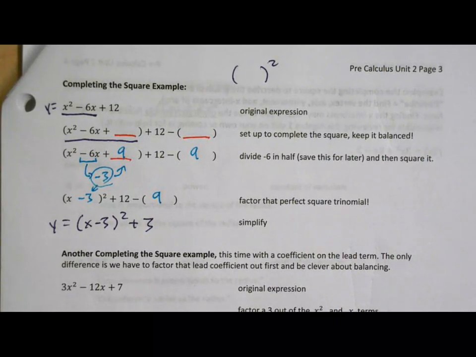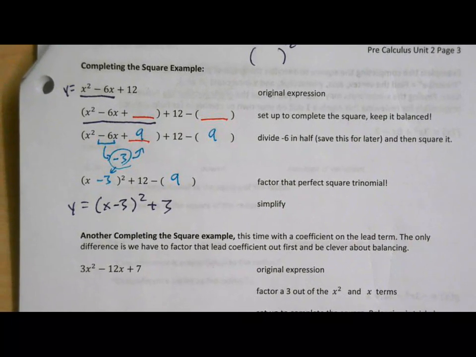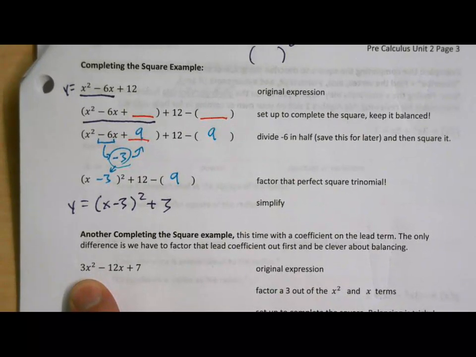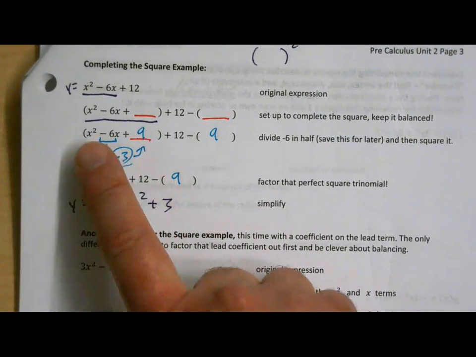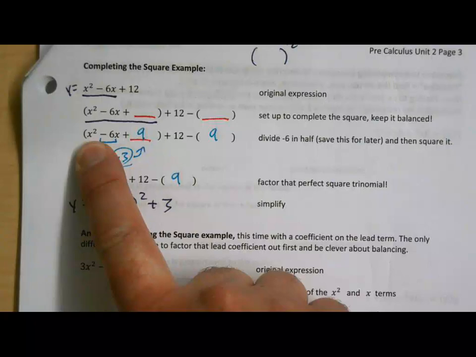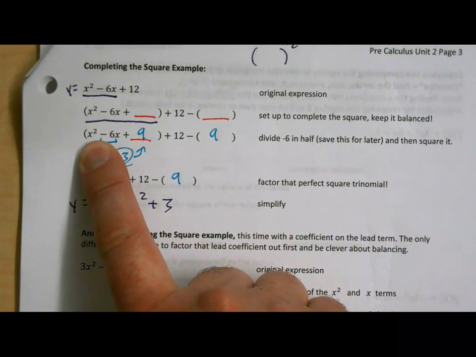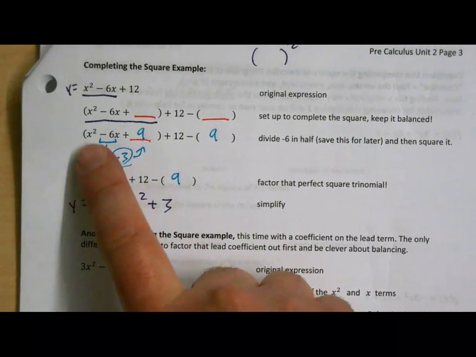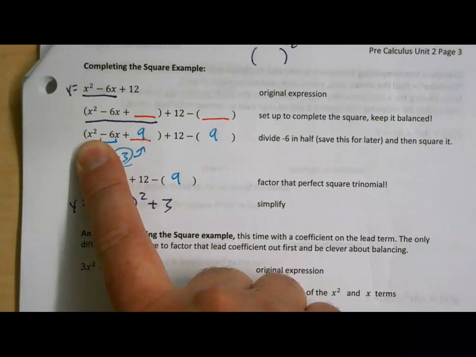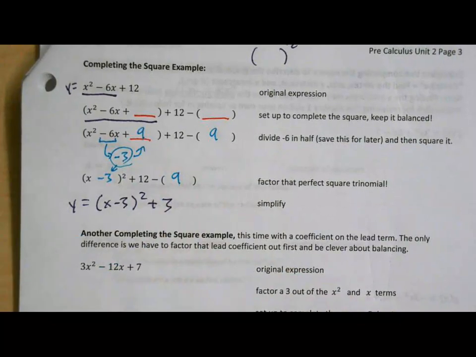All right, let's try something a little bit more complicated. This is where things get a little bit complicated. So this whole process where we divide by 2 and square, that will only work if we've got a trinomial where there's a coefficient of 1 on the x squared. That only works if my coefficient is 1. If it's something other than just x squared, if it was like a 6x squared or something, there's a different method we could do to find this. It's much more complicated.